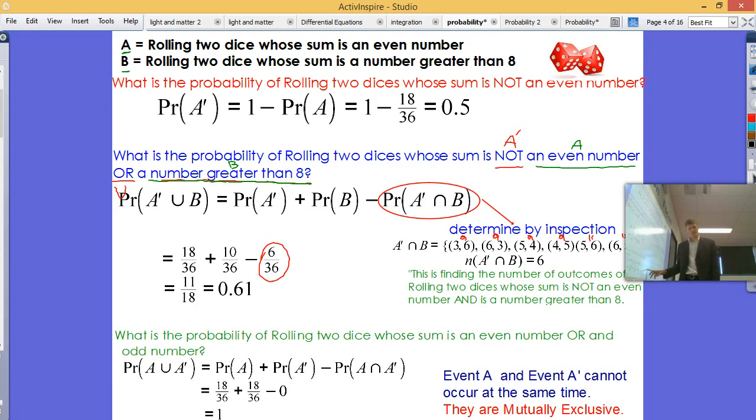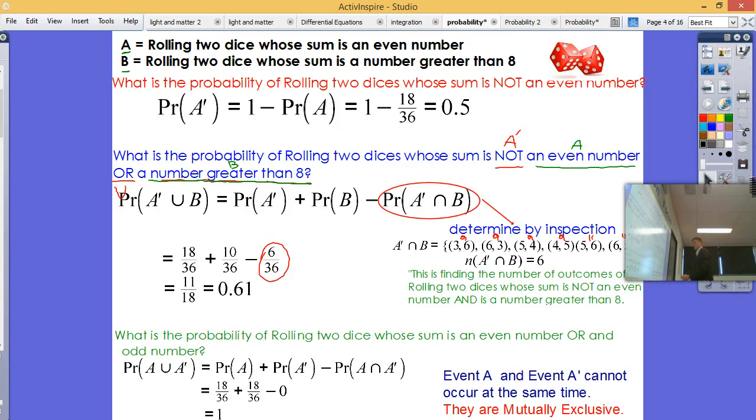And why is the intersection 0? Well, it's because we call A and not A mutually exclusive events, meaning that they cannot occur at the same time. We can't have day and night occurring at the same time because they're mutually exclusive events. We can't have an even number and an odd number occur at the same time because they're mutually exclusive events. So the probability of that happening is 0.